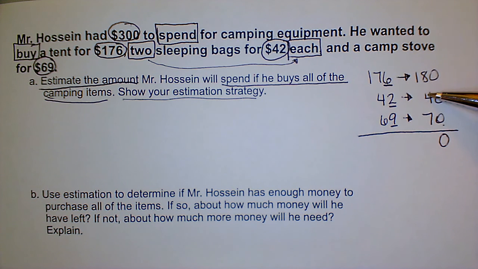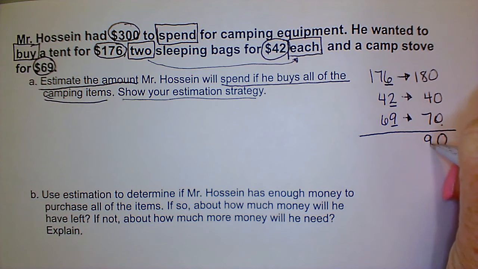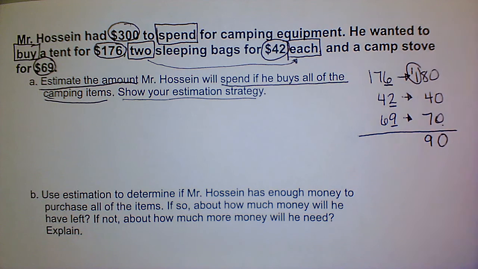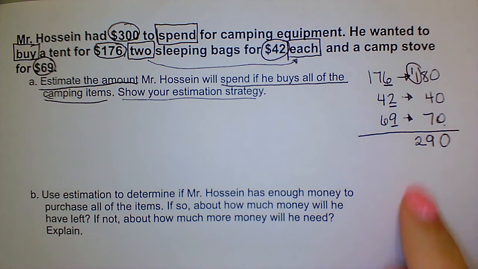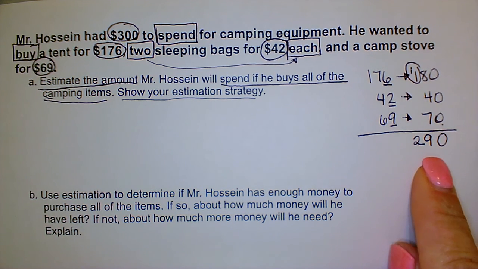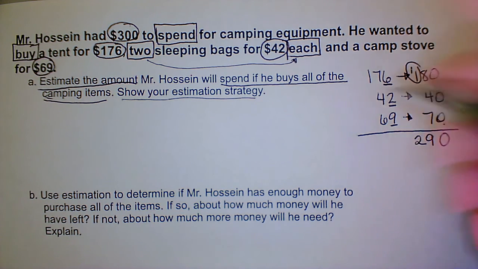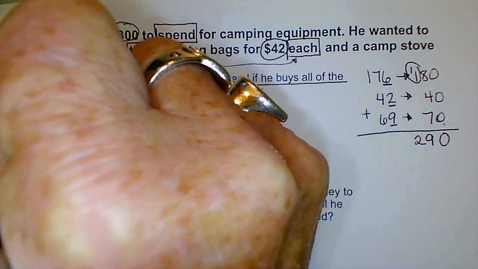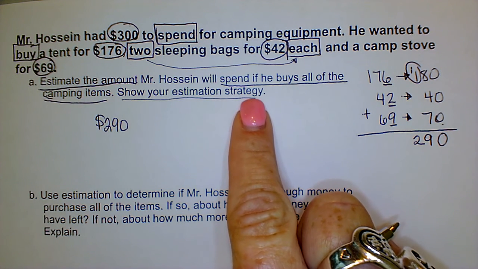And now that I've got 12, I'm going to add 7 to it. That's 19. Excellent. So that part is our mental math. We're going to carry our 1, and we've got 2 easy numbers right here. 1 and 1 gives me 2. So we've just shown our estimation strategy. We took it from the original number and rounded it, and now we have added those numbers to get $290, which is the amount he will spend if he buys the camping items.